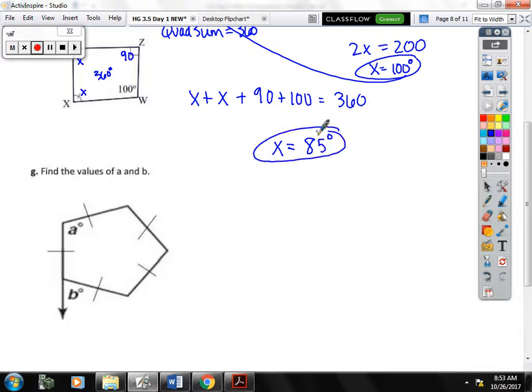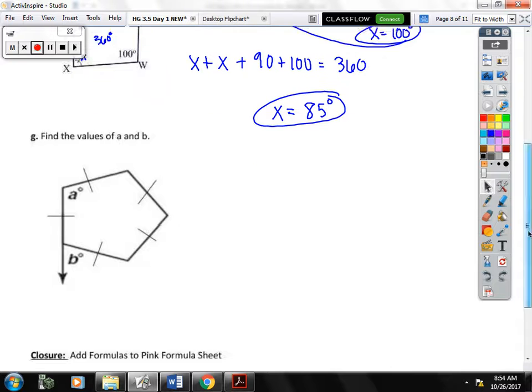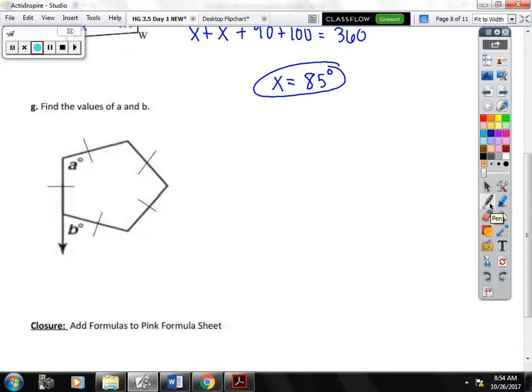We should be getting x equals 85. Okay. Now, the last one is actually one of the harder ones because none of the numbers are given to you. What do we notice about the shape by the markings? Joseph? All the sides are congruent, so that's going to make this a regular shape. And this has how many sides? 1, 2, 3, 4, 5. So this is a regular pentagon.